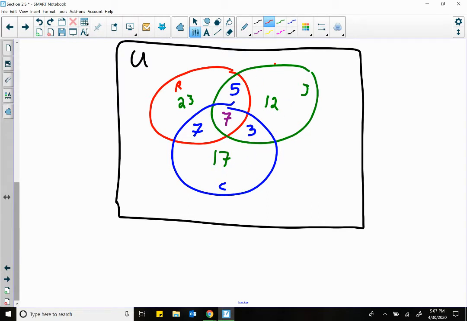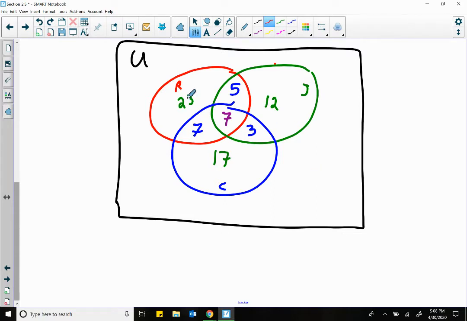So out here, all these numbers, if there are any out here, must add up to 80. So let's add up all these numbers and see if that is 80. If it is, then there's no one in the universe. But if this is not 80, then we have some students in the universe. So let's figure that out.